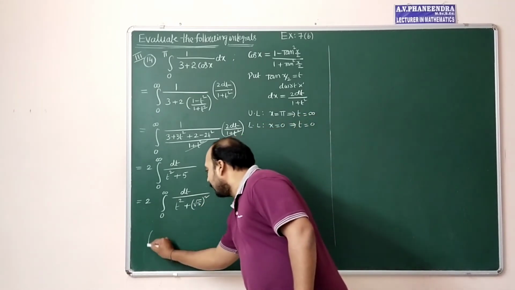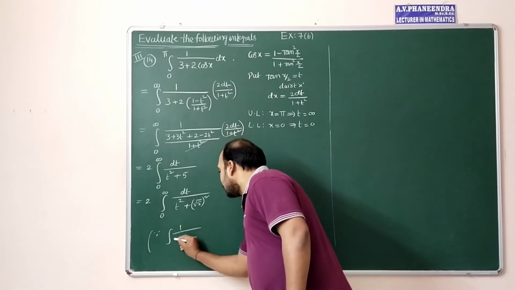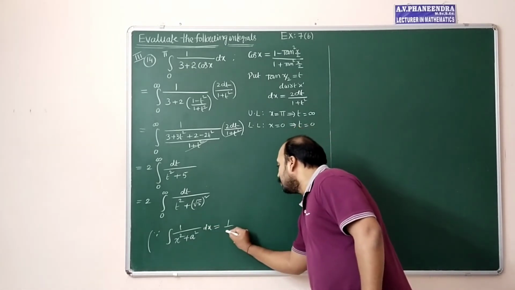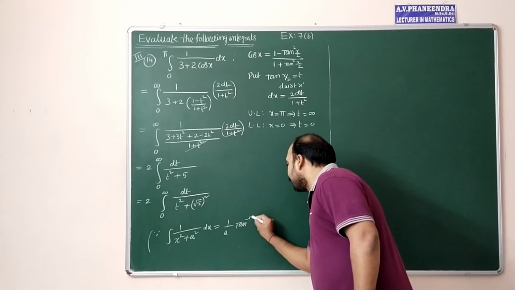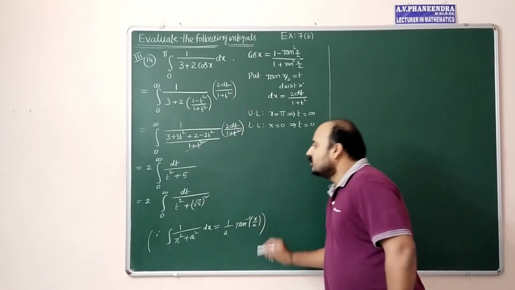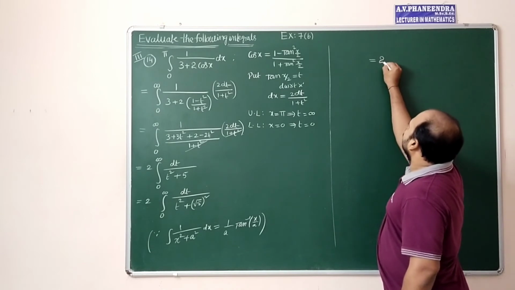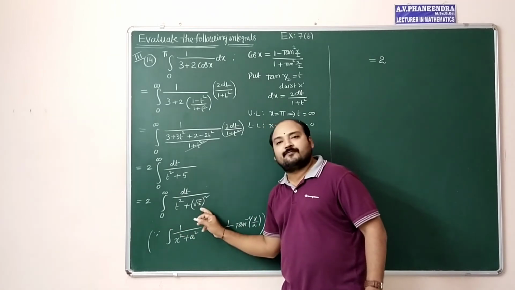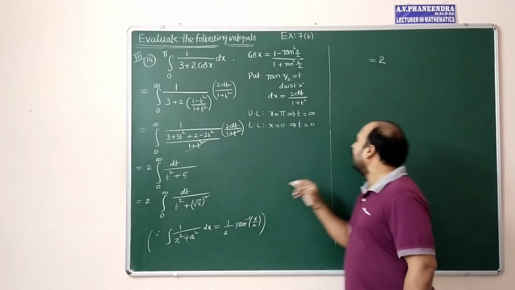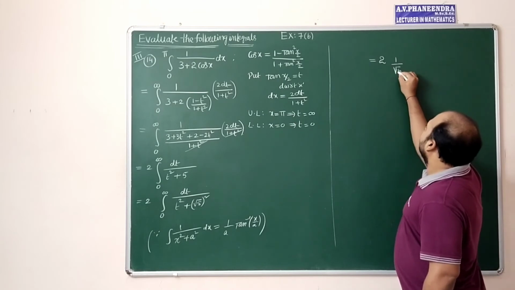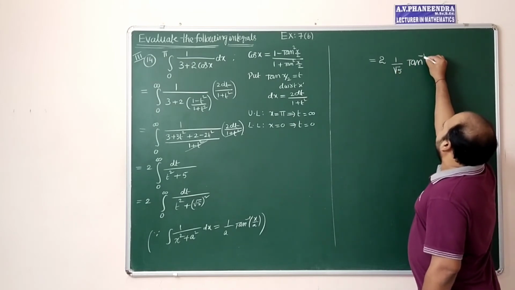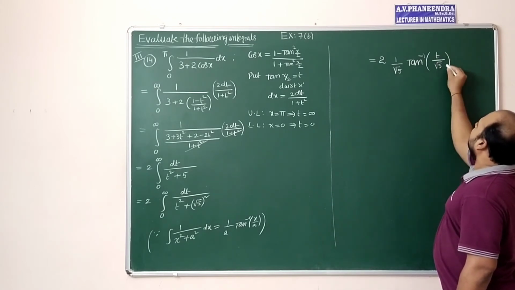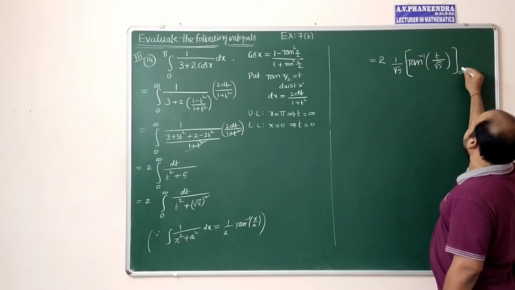Here we are going to apply the formula integral 1 by x square plus a square into dx equal to 1 by a into tan inverse x by a. So here 2 into integral 0 to infinity 1 by t square plus root 5 whole square. A is equal to what here? Root 5. So 1 by root 5 into tan inverse of x by a. X value is what here? T. T by a value is root 5. Applying the limits 0 to infinity.